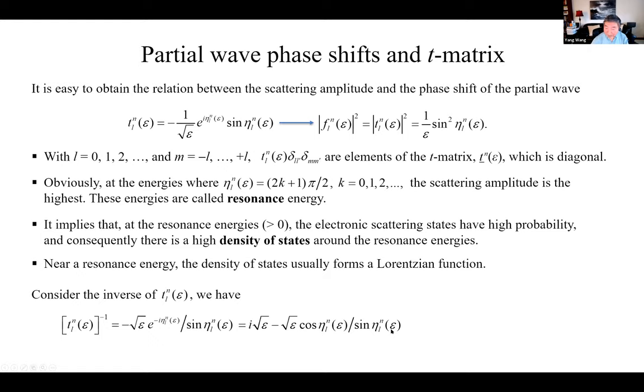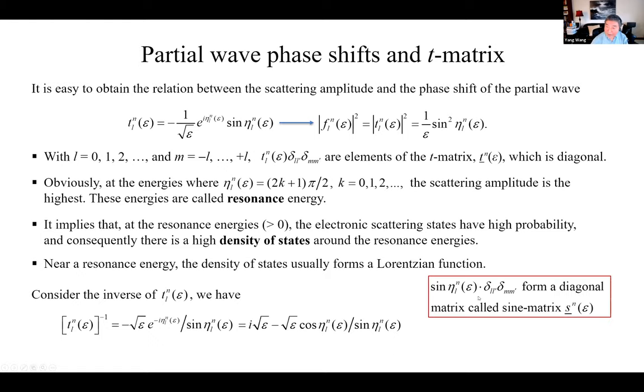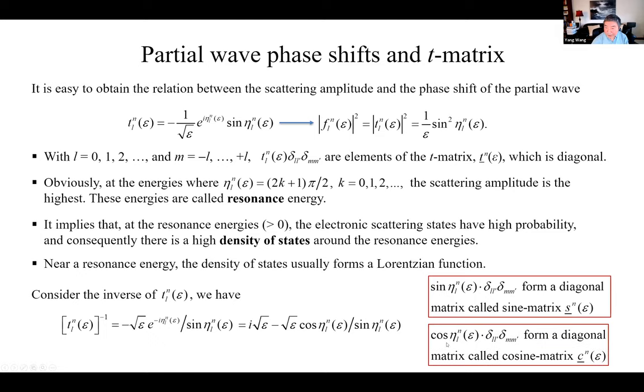So you have a cosine and a sine here. Now I can define a diagonal matrix called the sine matrix, and I put cosine eta, which just like the T matrix forms a diagonal matrix called the cosine matrix. So I have two different matrices, the cosine matrix and the sine matrix. This expression can be written in matrix form. The T matrix inverse can be written as i times square root of epsilon, minus square root of epsilon times C, the cosine matrix, times the inverse of the sine matrix. This is not taught in textbooks, unfortunately, but it becomes very useful for us. Our goal is to calculate the cosine and sine matrices, which turn out to be calculable, and then we can calculate the T matrix. I'm going to show you more about this.